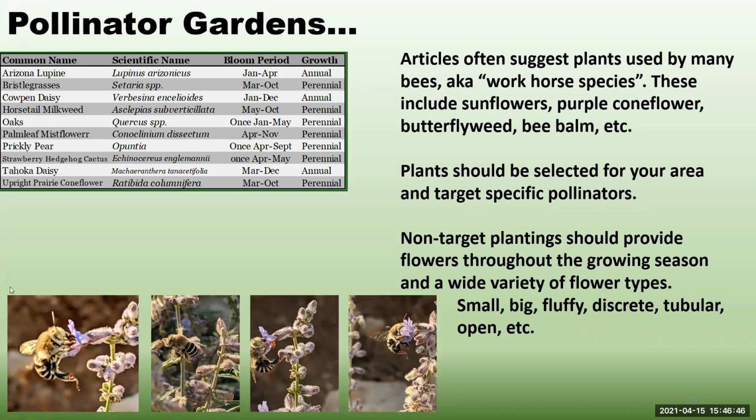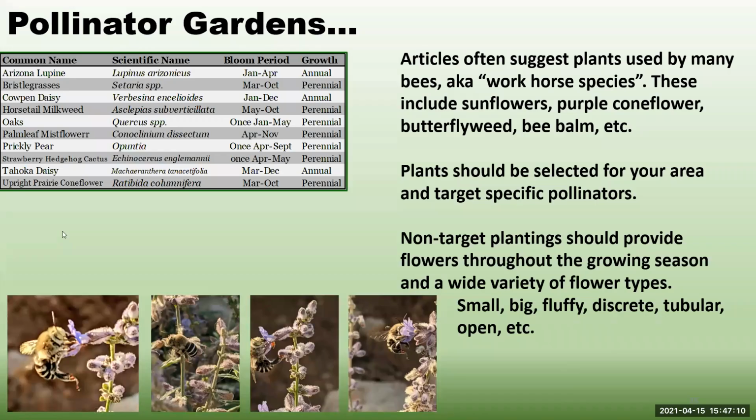Arizona lupine and Tahoka daisy are also really great annuals that self-seed, just as well as cowpen daisy. Cowpen daisy is not a fantastic forage for pollinators. However, most of the pollinators that are generalists will use cowpen daisy if it's the only thing available. So it's a good plant to put down just because it's so resilient.